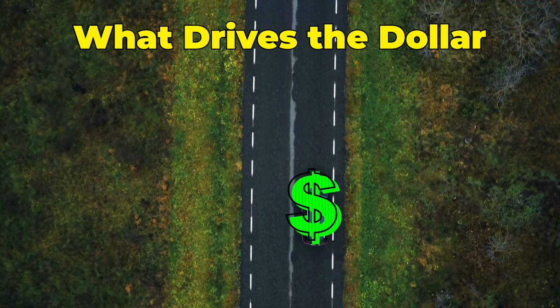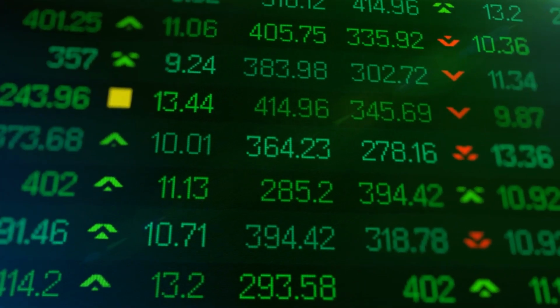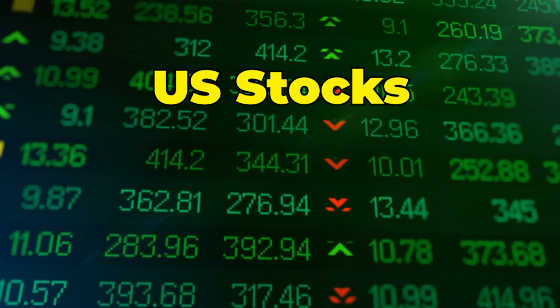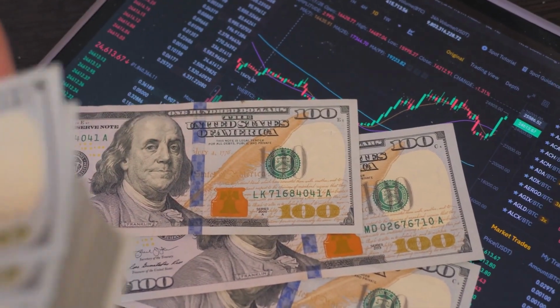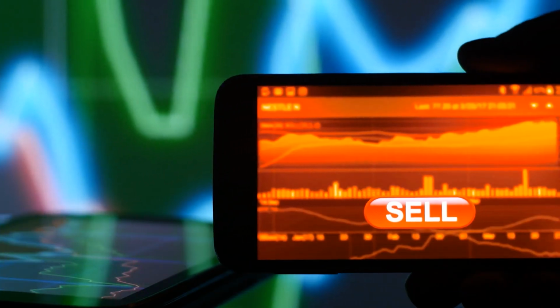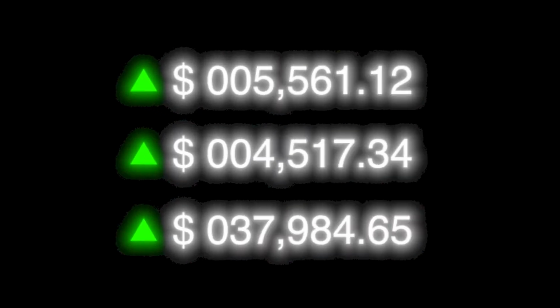Here's what drives the dollar and where it could go from here. Like anything else, currencies are driven by supply and demand. When people around the world want to buy things that are priced in dollars, like US stocks, bonds, real estate, or whatever, they need dollars to do that. In order to get them, they have to sell other currencies and buy dollars, which drives the dollar up.